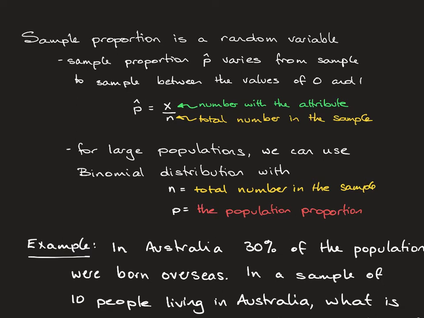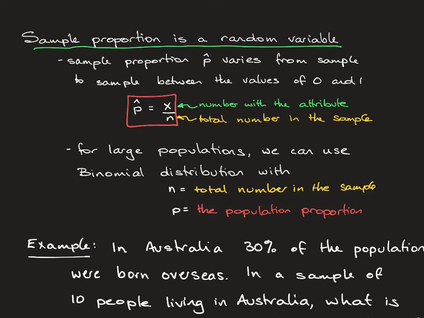So far we know that the sample proportion is in fact its own random variable. Its value varies from sample to sample, and it varies between values of 0 and 1. It's directly related to your x values for the particular distribution. So the formula that relates p hat to the x values and the number of items in the sample is a formula that you need to know.